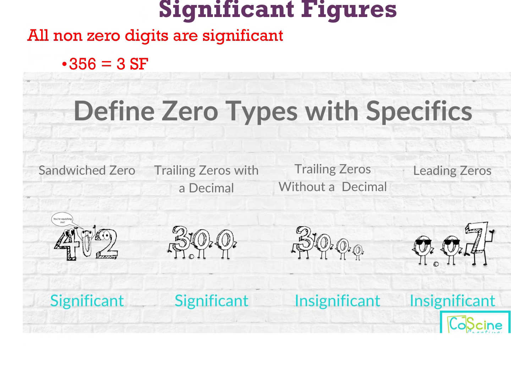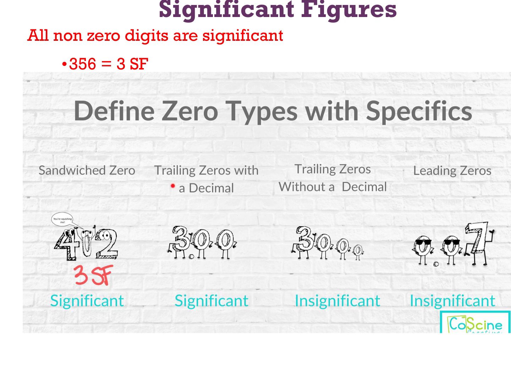Then there's 4 more rules. These pictures, they are your rules. If you haven't written them down yet, you need to write them down. The first rule is the sandwiched 0. Your example is 402. Do you see how the 0 is sandwiched in there? It's significant then. So for this one, it's still 3 sig figs, right? The 4, the 0, the 2, they're all significant.